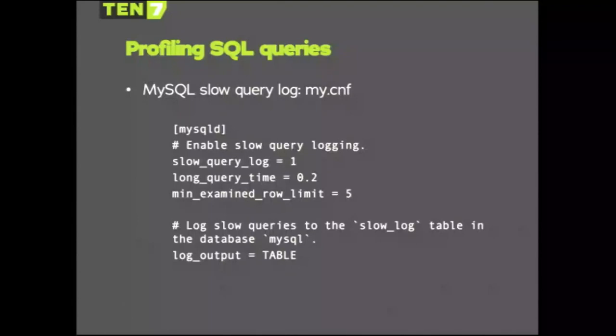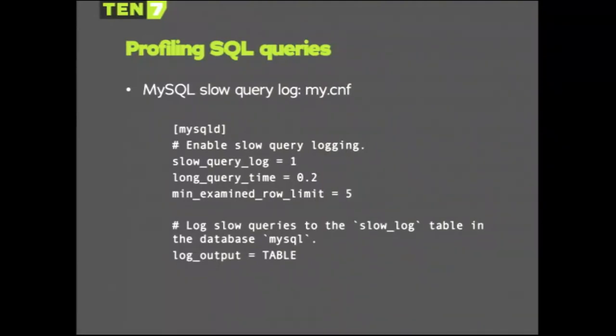Enabling the slow query log is a matter of adding some lines to your configuration file for MySQL. So turning it on, setting the threshold above which you would consider a query to be taking a long time. That would be set at 200 milliseconds right there. And a minimum examined row limit would be how many rows the query had to look at in the database in order to qualify for a long query.